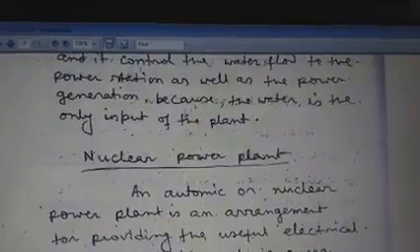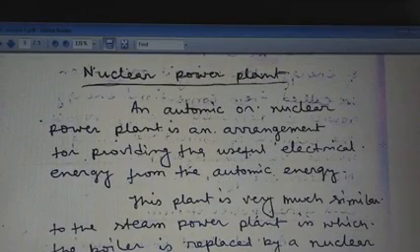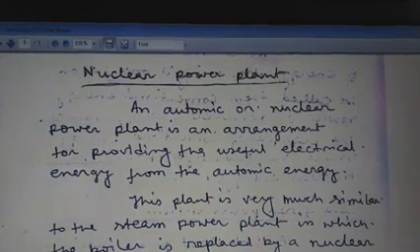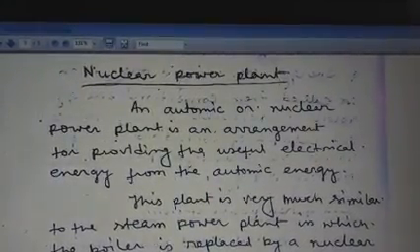The next conventional energy source is nuclear energy, and nuclear energy is generally used in a nuclear power plant. Now, what is a nuclear power plant? An atomic or nuclear power plant is a setup for providing the controlled release of the atomic energy to produce useful electrical energy. This plant is very much similar to the steam power plant, in which the boiler is replaced by the nuclear reactor. So here the function of the nuclear reactor is just similar to the boiler.